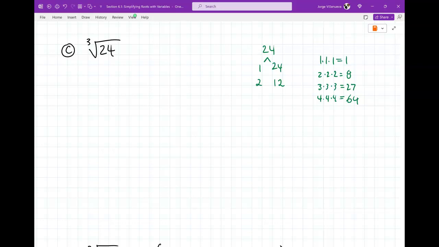What other combination can I use? 8 and 3. 3 times 8. Now there is no cube root that gives me 3, but there's a cube root that gives me 8. Right? 2 times 2 times 2 gives me 8. So I'm going to use that one.